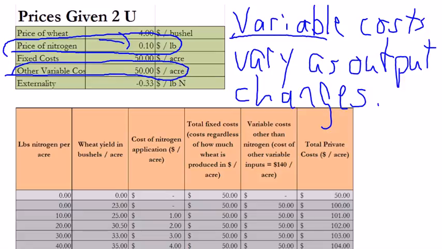Look over here in this column, variable costs other than nitrogen. If we don't produce any wheat, then those variable costs are zero. If we don't produce any wheat, we don't buy any tractor fuel, we don't buy any wheat seed, etc. But as long as we are producing some wheat, the cost of those other inputs are $50. So they do change as output changes somewhat. But we're concentrating mainly on nitrogen.